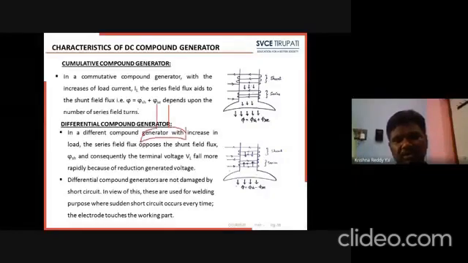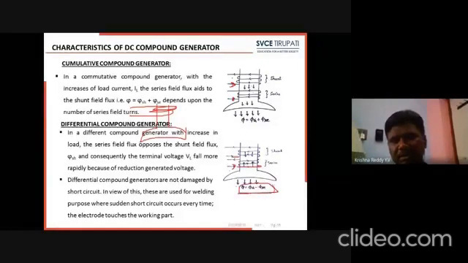Now, in order to add the flux, the entering of currents for both the series field winding and shunt field winding are similar. But in case of differential compound generator, the entering of currents is opposite. Look here, the current enters here and this current enters here. That's why we are getting flux phi equal to phi sh minus phi s. Depending upon winding connection, the flux may be either adding or subtracting. That is cumulative compound generator and differential compound generator.